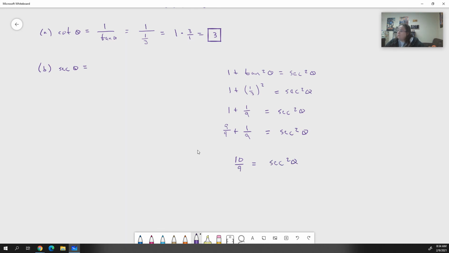And to solve that, I don't want to know what secant squared is. I need to know what secant is. So I'm going to just take the square root of both sides. And I'm going to get the square root of 10 over 3 equals secant of theta. So we could come up here and write the square root of 10 over 3. So we're doing equation solving. That isn't new to you, but doing it with trig is a bit new to you.